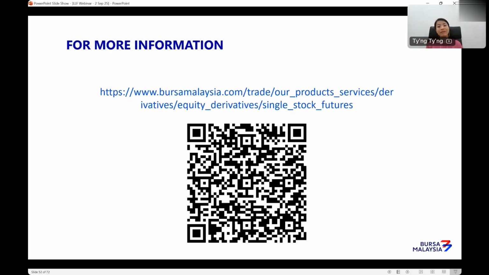For more details and information, you can take a photo and scan this QR code, and all the information related to your single stock futures, you can read it in detail. This is under the Bursa Malaysia website. You can take a photo and later you can scan it for more details.